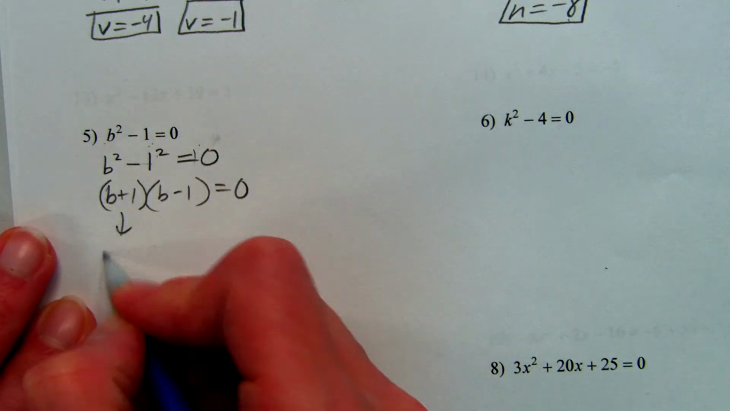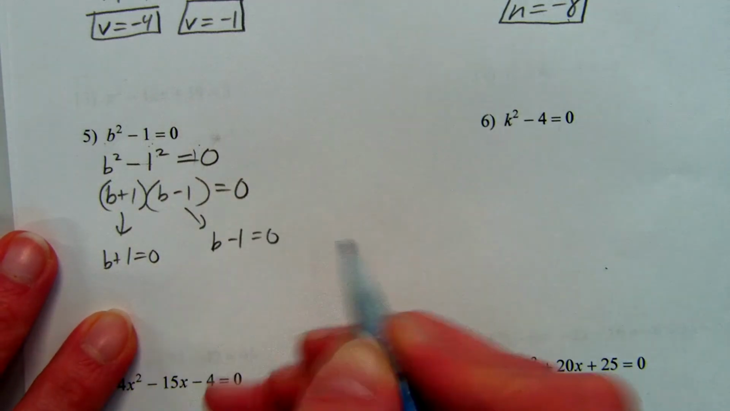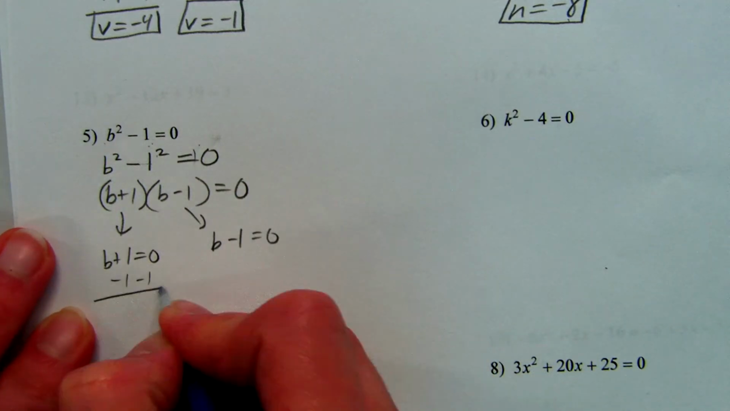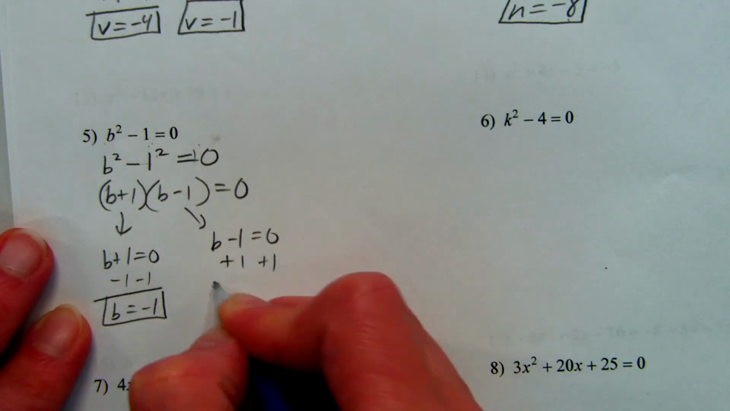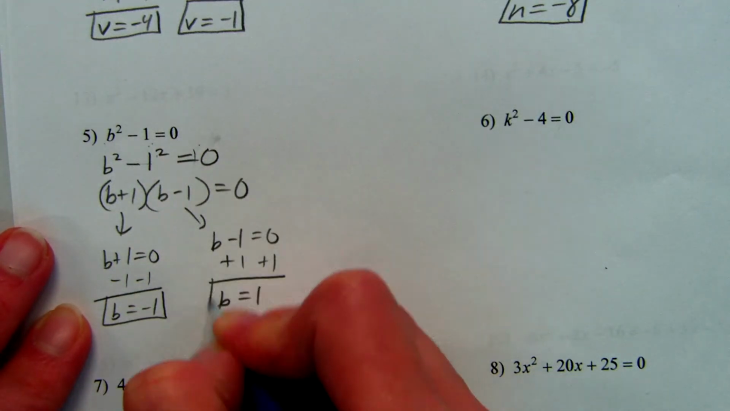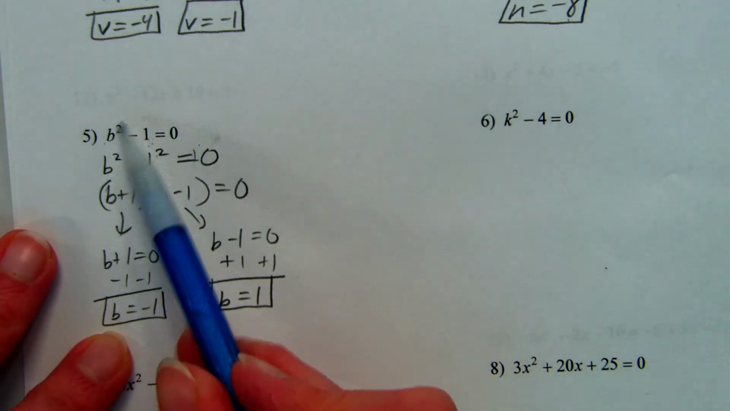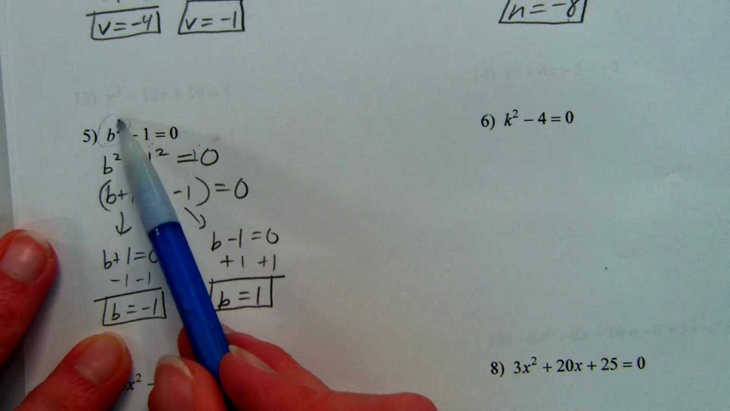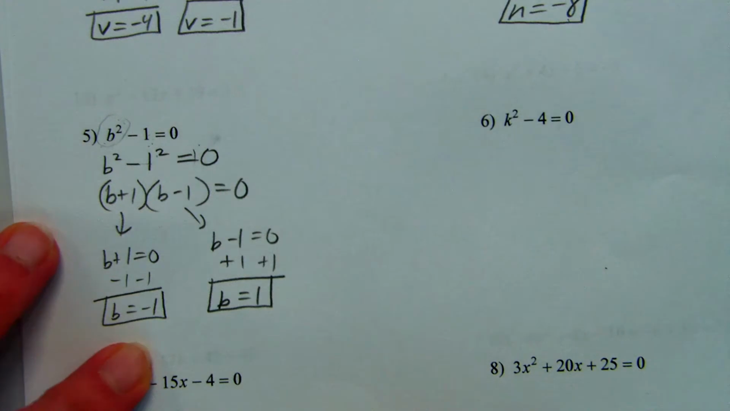And so then I would have b plus 1 equals 0 and b minus 1 equals 0. And we're going to get negative 1 and positive 1 for the answers, which makes sense. I mean, if you think about it, you put that in, you square it. Either one of those numbers would give you positive 1, subtract 1, you get 0. So you can check these by putting them back in.